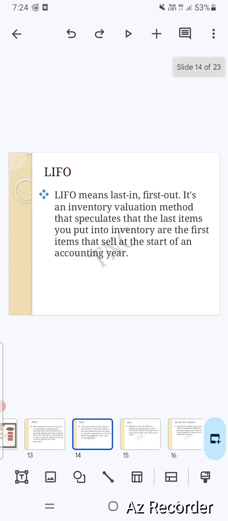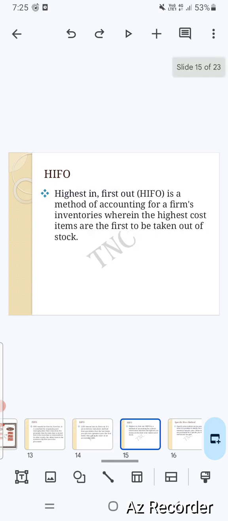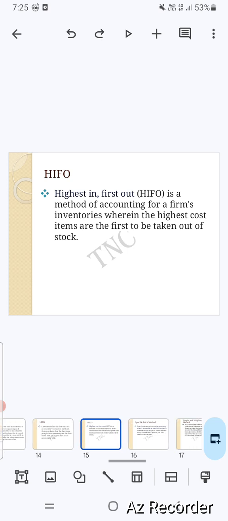Next, LIFO. LIFO means last in first out. It's an inventory valuation method that stipulates that the last items you put into inventory are the first items to be sold at the start of the accounting year. Next one, HIFO, highest in first out method. This is the method of accounting for a firm's inventories wherein the highest cost items are the first to be taken out of the stock.